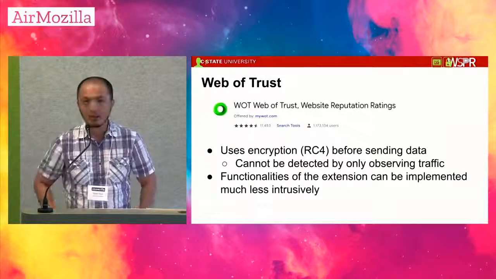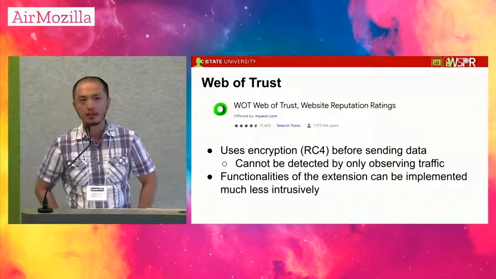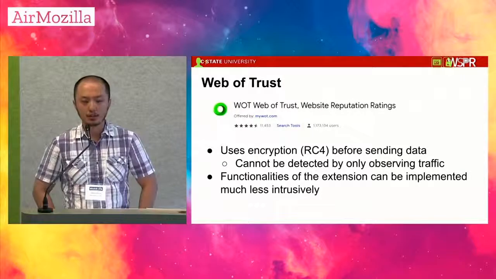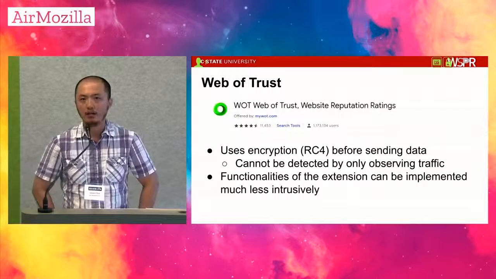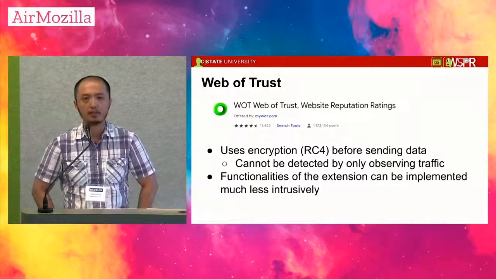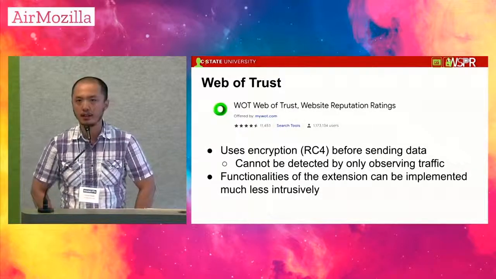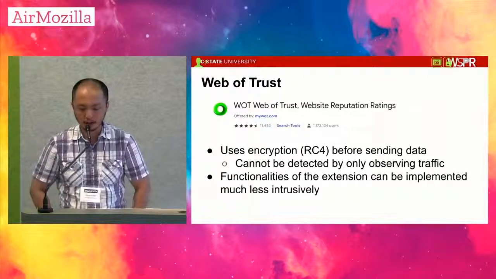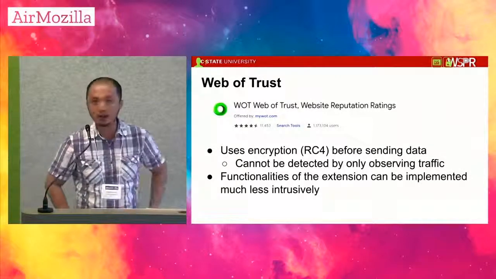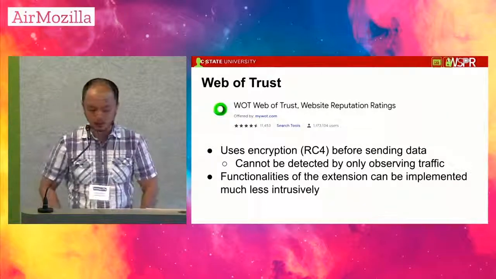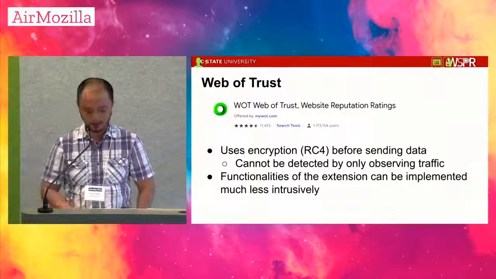We also found that the Web of Trust extension was using encryption before sending data over the network. So the lesson here is if you are just observing the network traffic without understanding the data flow of the JavaScript code, you will not be able to see the privacy abusing behavior of this extension.